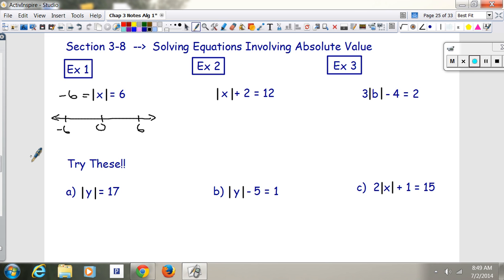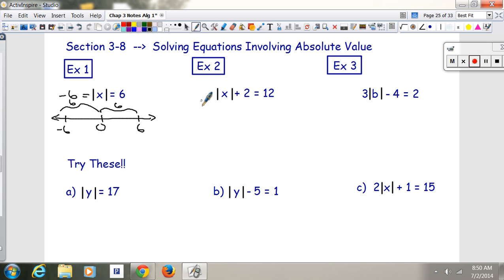It's always a positive number because it's a distance. It's how far away from 0 you are. This is 6 away from 0. This is 6 away from 0. Distance is always positive, so absolute value is always going to be positive. But negative 6 also has the same distance away from 0 as positive 6 does.